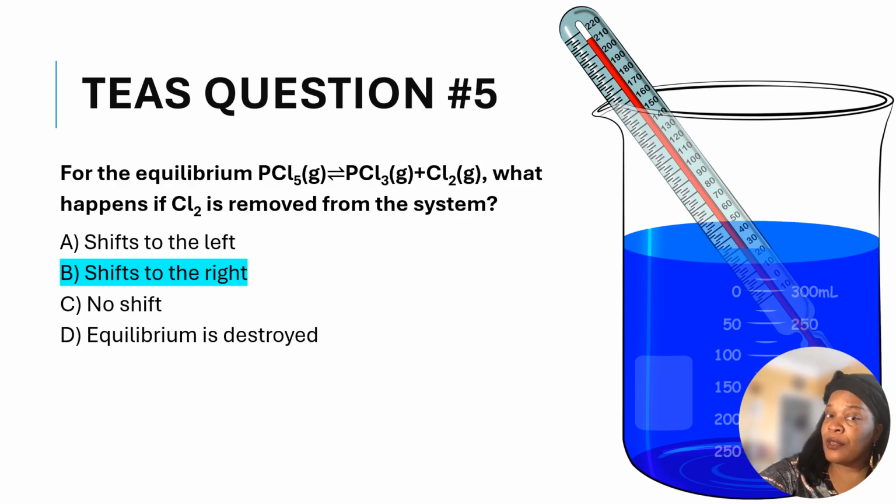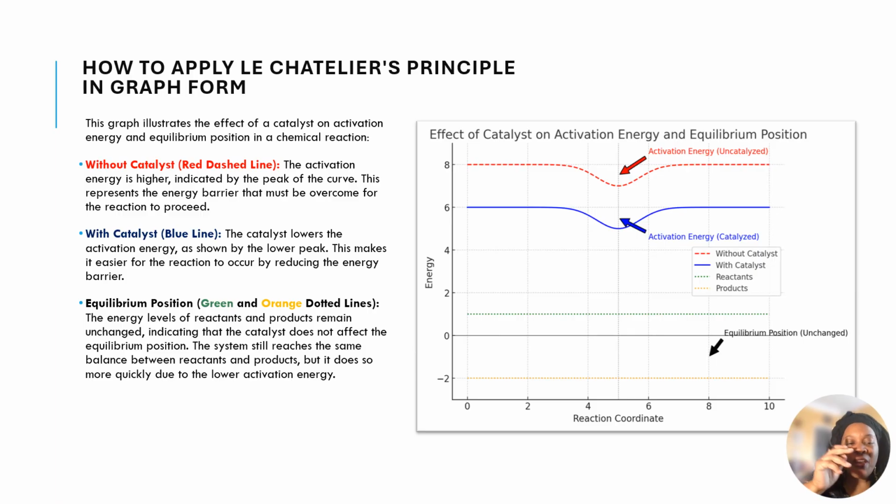And then finally, letter D, where it says equilibrium is destroyed. This is incorrect because equilibrium is not destroyed by the removal of chlorine. In fact, the system will shift to reestablish equilibrium by producing more chlorine. So there's one final note that I wanted to provide you guys with, and that is, how do you apply Le Chatelier's principle in the form of a graph?